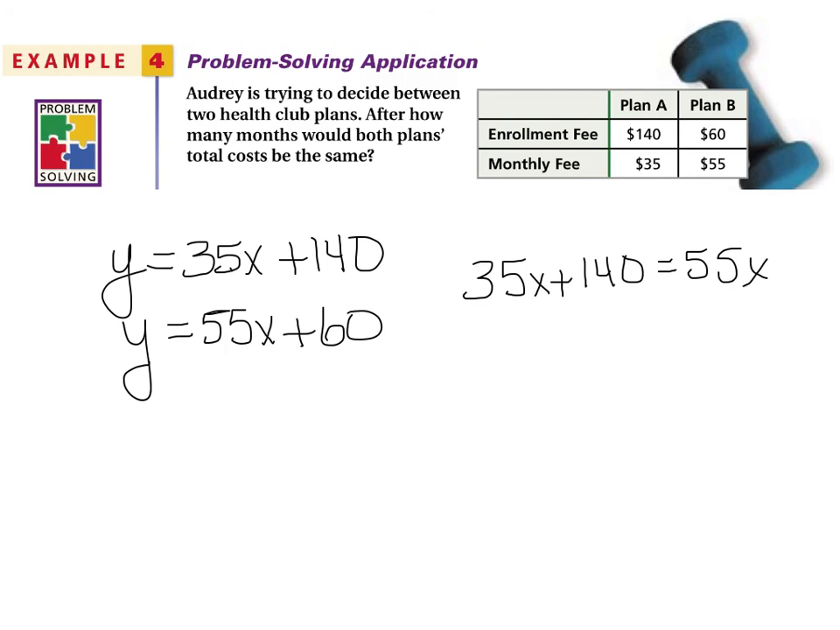So then we have 55x plus 60. Solve this equation, I subtract the 60. That gives me 80 equals, subtract 35, 20x. That gives me x equals 4.